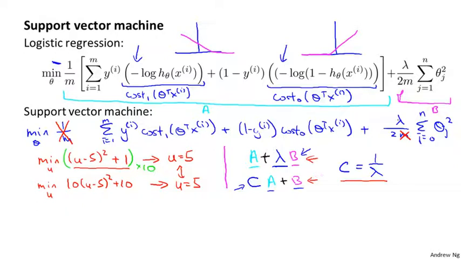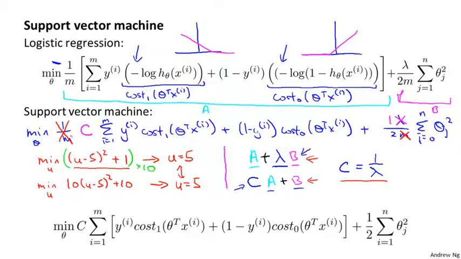So I'm going to cross out lambda here and write in the constant C there. That gives us our overall optimization objective function for the support vector machine. If you minimize that function, what you have is the parameters learned by the SVM.